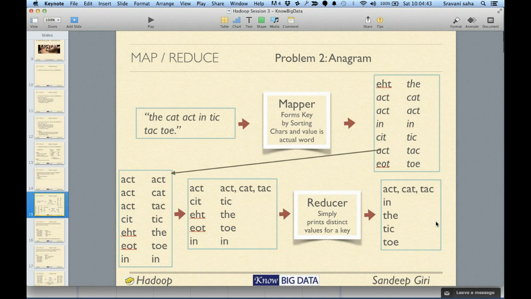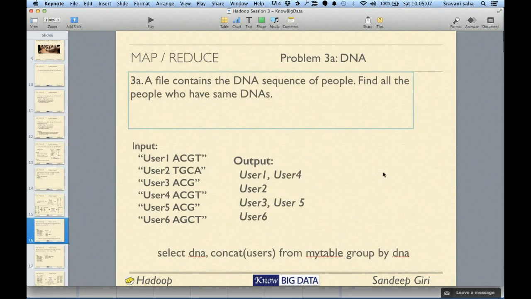All right. Moving on to the next problem. Apoor, should we move on? Good. So we have got a DNA one. This one is easier. There is a file containing user and its DNA. All you want is to find out people whose DNAs are identical. How would you do that?